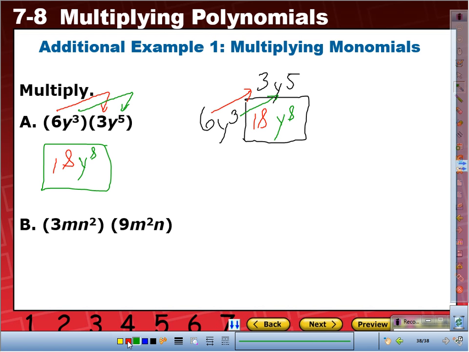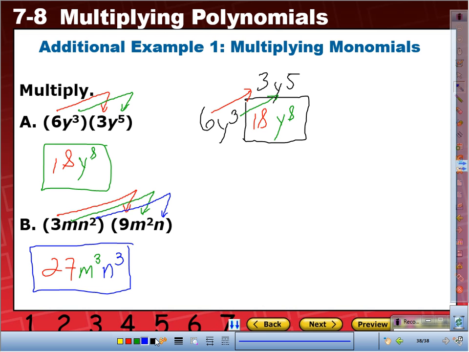Do B together again. What is 3 times 9? 27. What is m times m squared? M cubed. And what is n to the 2nd times n to the 1st? N cubed. And we're done.